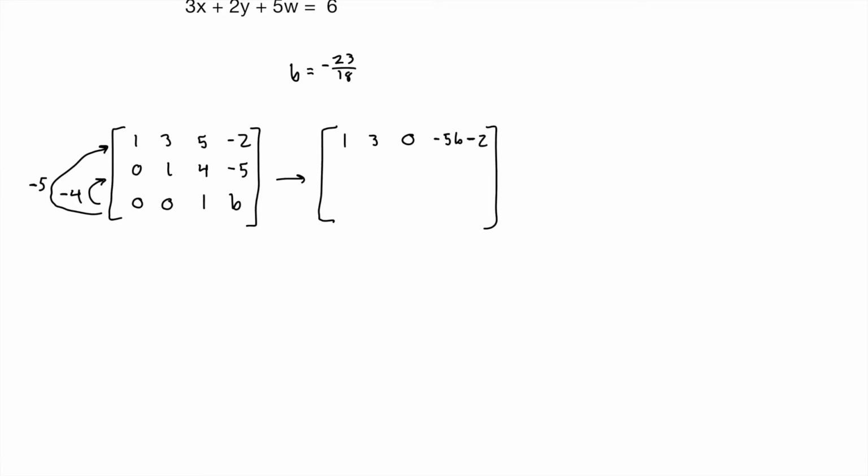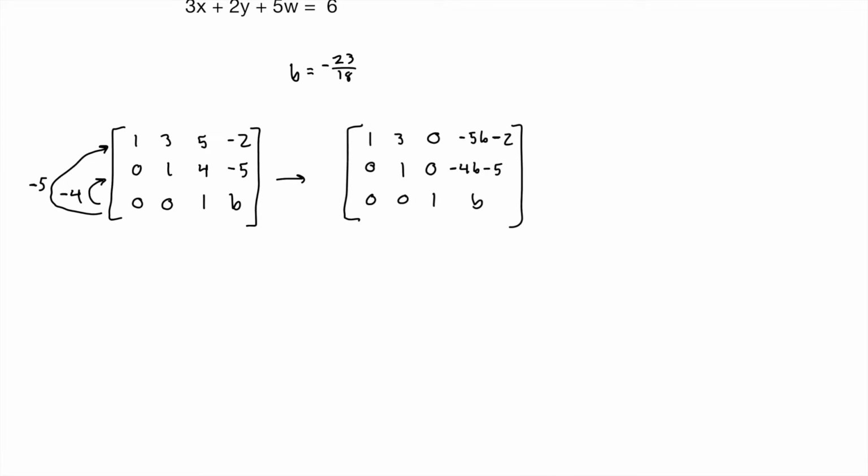For the next row, we'll have 0, 1, and then 1 times negative 4 plus 4 is 0. And then b times negative 4 is negative 4b, plus negative 5. So we'll have negative 4b minus 5. And then our last row stays the same. And now this is almost in reduced row echelon form. However, we just need to get rid of this 3. So we're going to multiply the second row by negative 3 and add it to the first row.